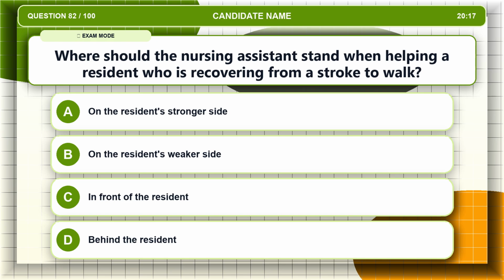Question 82. Where should the nursing assistant stand when helping a resident who is recovering from a stroke to walk? Option A, on the resident's stronger side. Option B, on the resident's weaker side. Option C, in front of the resident. Option D, behind the resident.